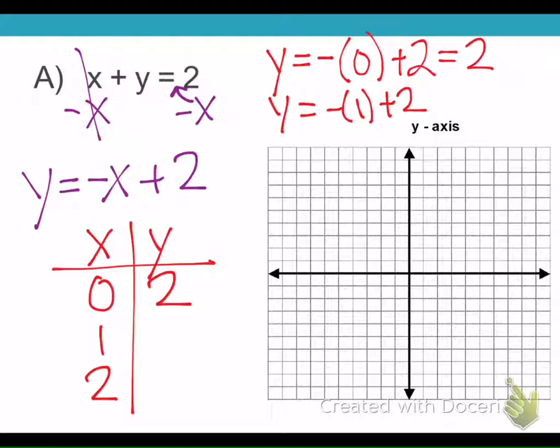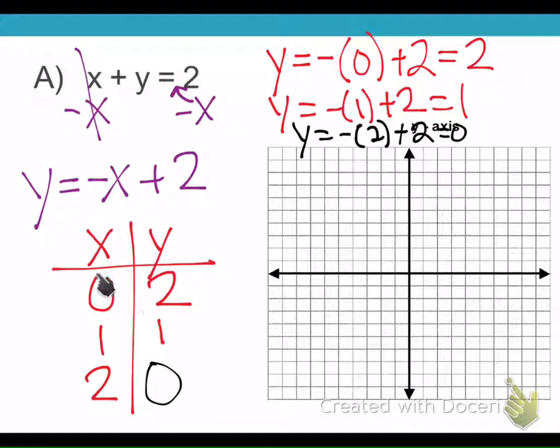So y equals negative 1 plus 2, which is 1. Good. So a 1 goes there. Now I'm going to do the same thing, but with a 2. And yes, someone said it, 0.